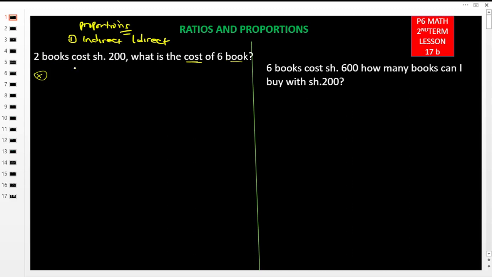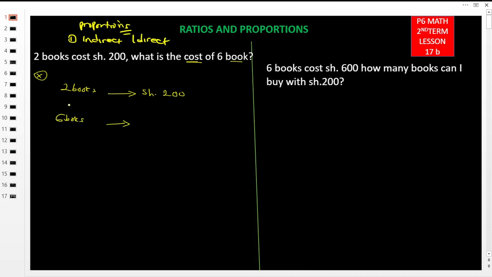So we are going to start with the leading statement, which says 2 books here they cost, and we don't use equal signs because 200 is not equivalent to that book. The book is bigger than that 200. We use this one, meaning that it costs shillings. Don't forget this one, 200. Then what is the cost of 6 books?